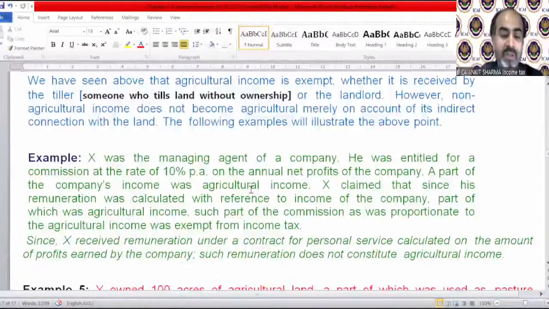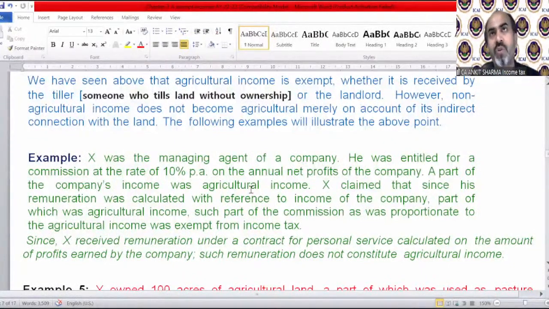So that 5 crore is going to be exempted for the company because the company is involved in the agricultural activity, but the commission of 50 lakh which is going to be received by the agent will not be an agricultural income. I hope it's clear. It's very clearly observed because that income what the agent is earning, that is commission, not agricultural income. Clear? A part of the company's income was agricultural income.